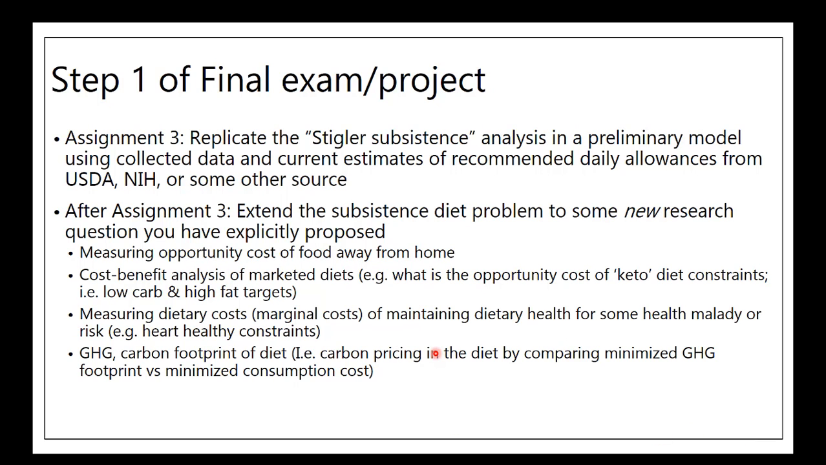As we go towards the final project, assignment 3 and assignment 4 are both what we would call steps or stages towards getting to the final project. Assignment 3 will ask you to replicate the Stigler subsistence analysis, and this will be considered preliminary to your final project. There's some collected data on the class website. You can collect your own. There's a reference on the class website for recommended daily requirements of different nutrition information, or you could go to some other source, especially if you wanted to think about some specialized diet.